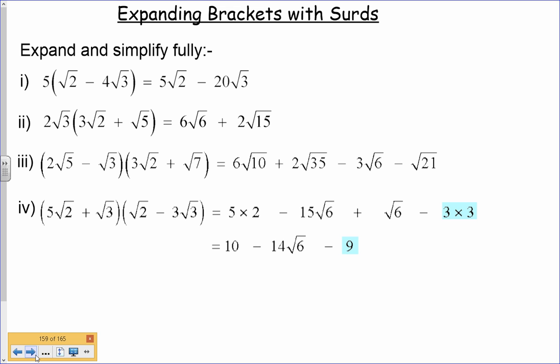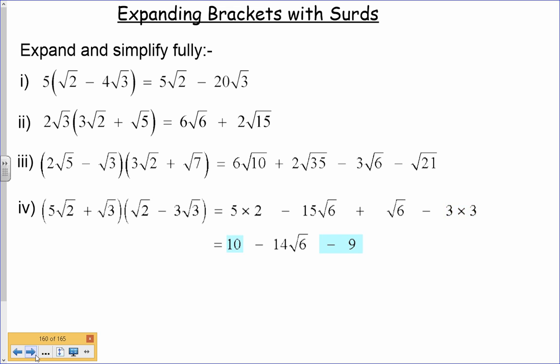Okay, let's gather like terms. We've got 10 and we've got minus 9. 10 take away 9 is 1, and then we've just got minus 14 root 6. And that completes our 4 examples for expanding brackets with surds.